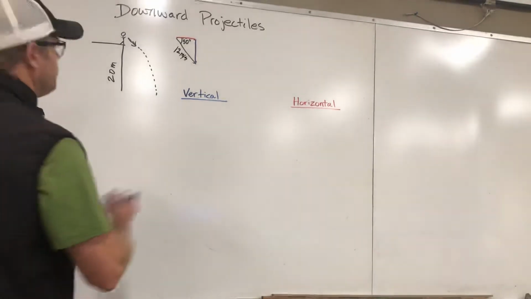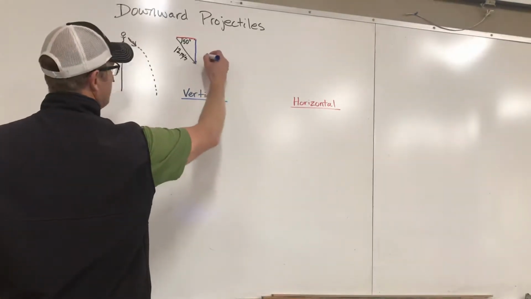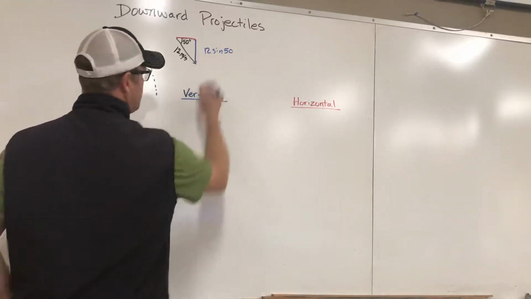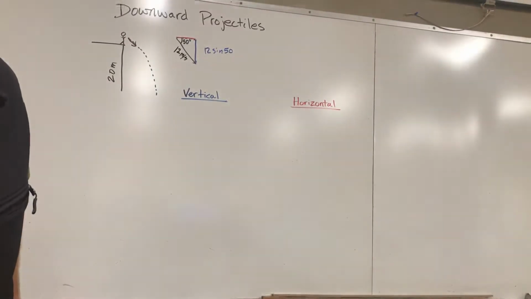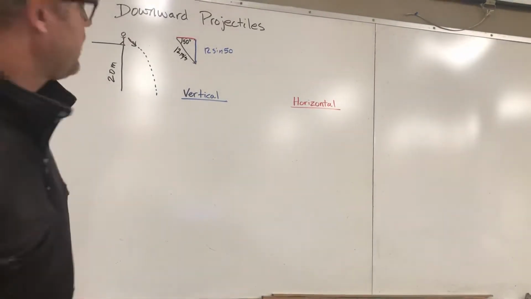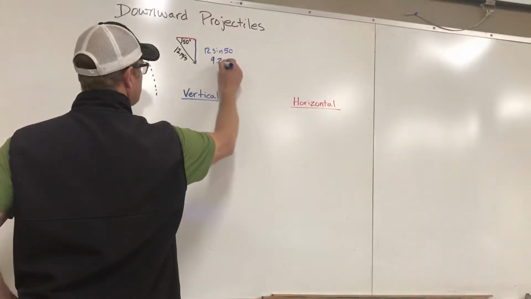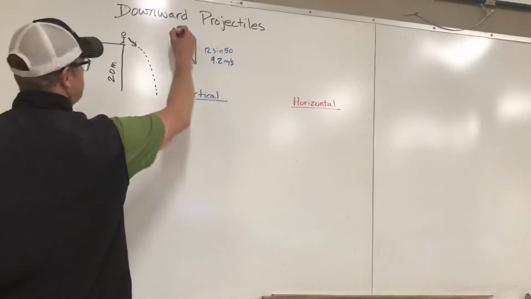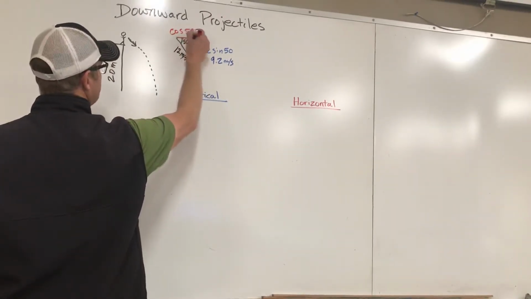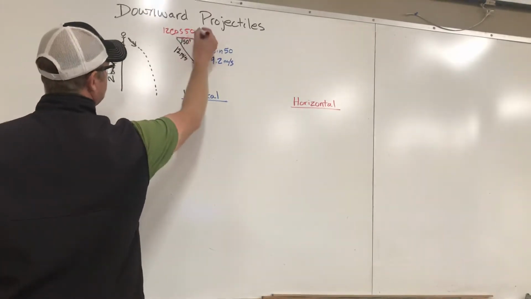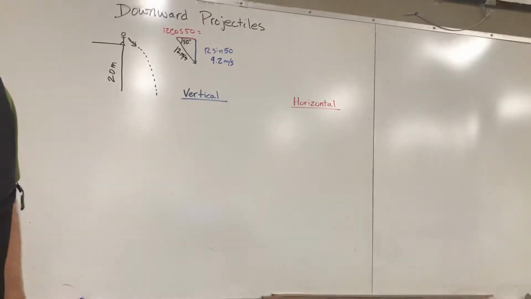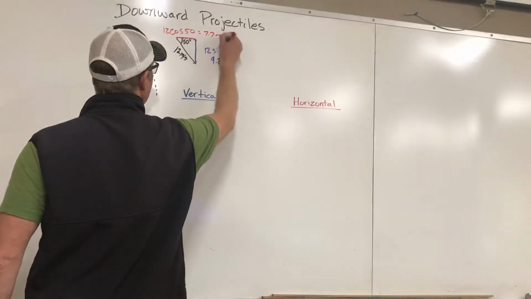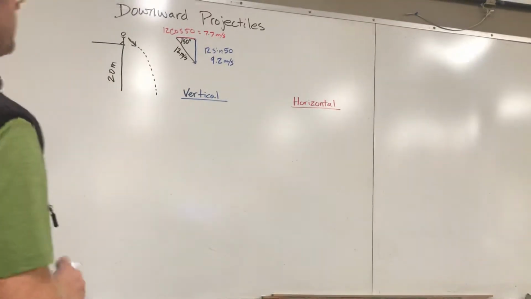So if I set this up, the vertical is going to come from sine. It's going to be 12 times the sine of 50 degrees. When I plug that in, I get a vertical component of 9.2 meters per second. Doing the same thing with the horizontal, the cosine of 50 times 12, which was my hypotenuse, I get a value of 7.7. So my horizontal is 7.7.